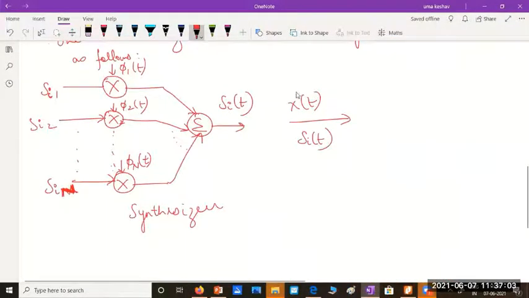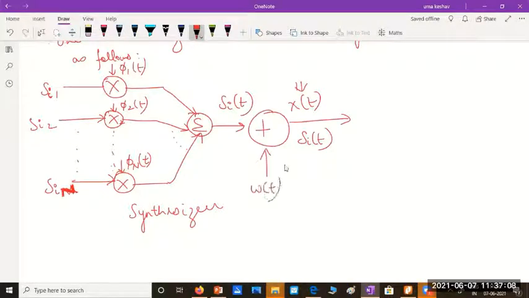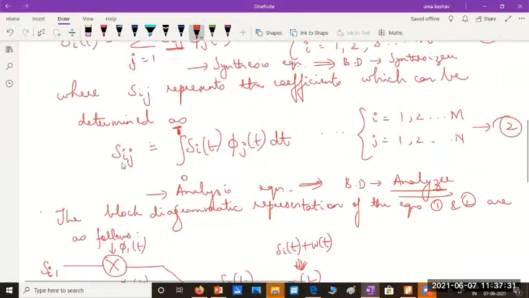Please remember, after the channel, this is the channel with white noise. So what you receive here would actually be Si plus W. But here I'm just considering when I receive Si of t correctly, for example without this noise. We'll see what happens after noise also. If I receive without this noise, equation 2 represents the analyzer part, where I can separate this finite energy signal into its coefficients Sij.